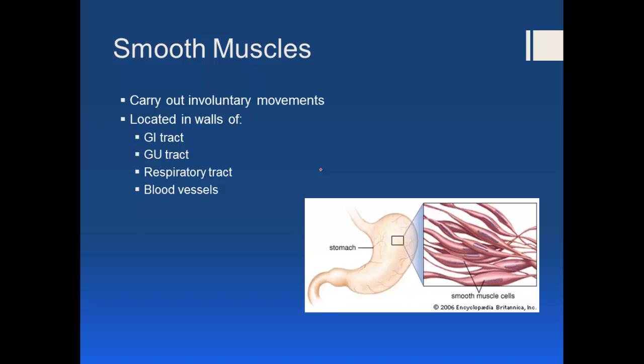Smooth muscles, like I mentioned, carry out involuntary movements. They're found in the gastrointestinal tract, in the genitourinary tract, in the respiratory tract, and in blood vessels. So all the places we have muscle that we don't have any control over, it's smooth muscle.